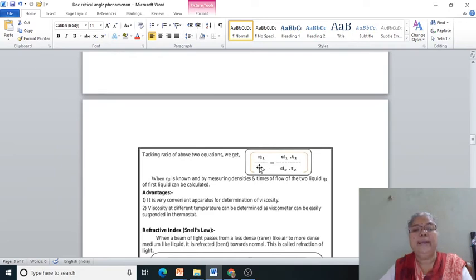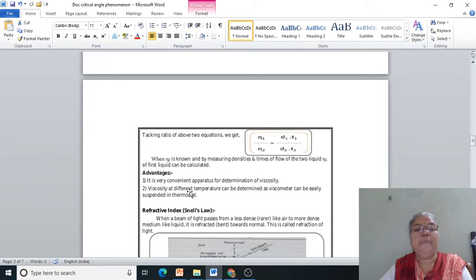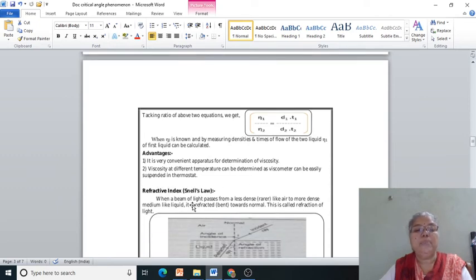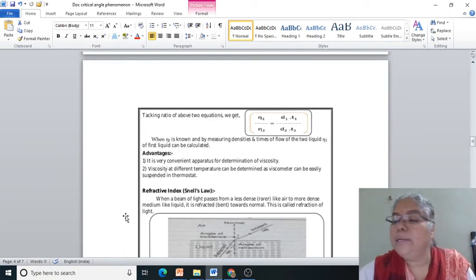And the advantages of this method: it is a very convenient apparatus for determination of viscosity. Then viscosity at different temperatures can be determined, as the viscometer can be easily suspended in a thermostat, and this is quite an easy method for the determination of viscosity.